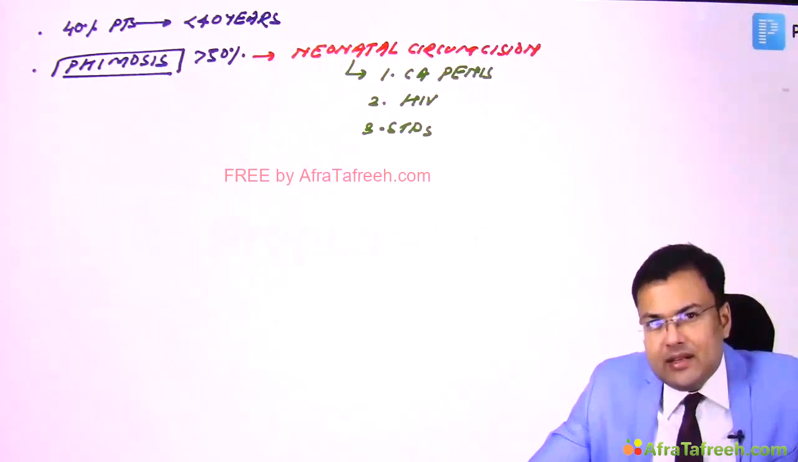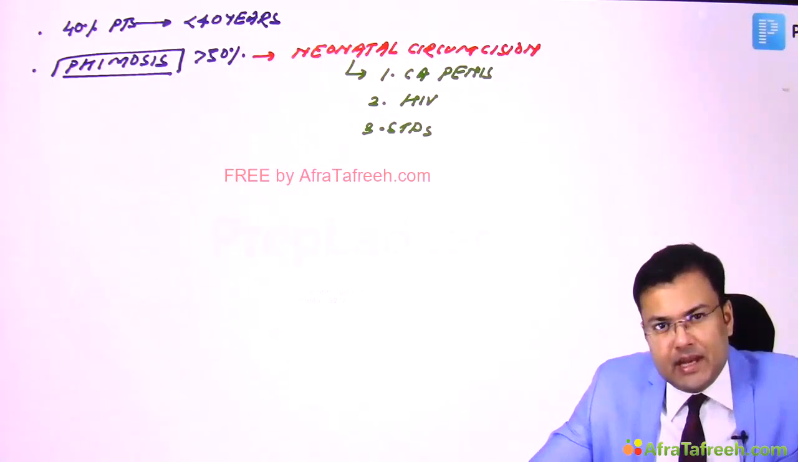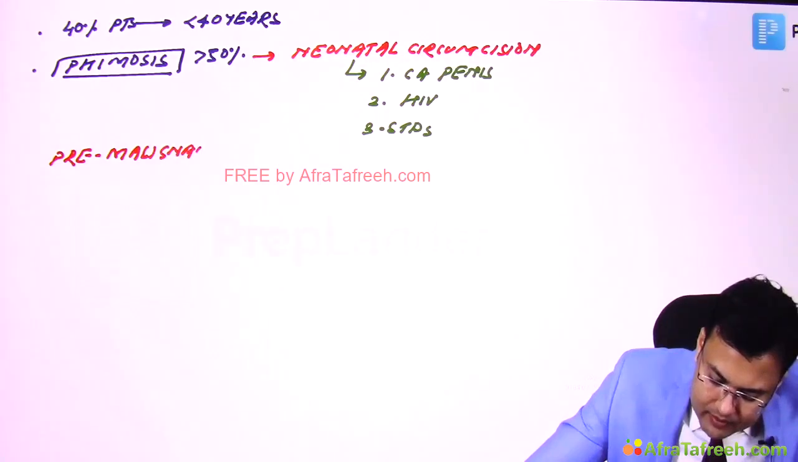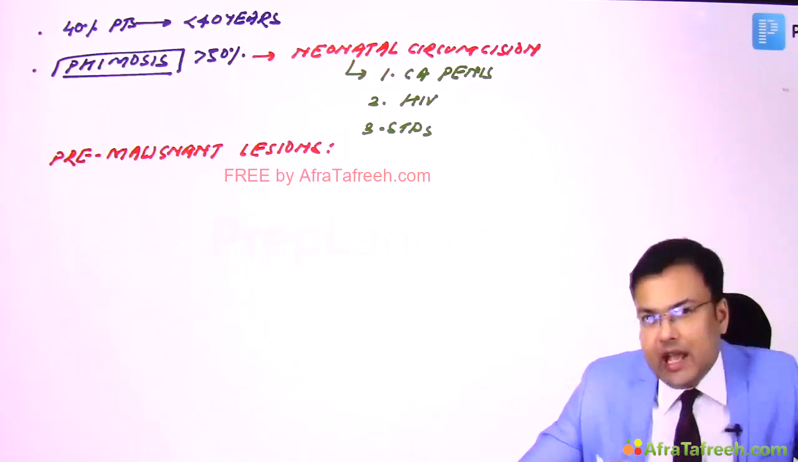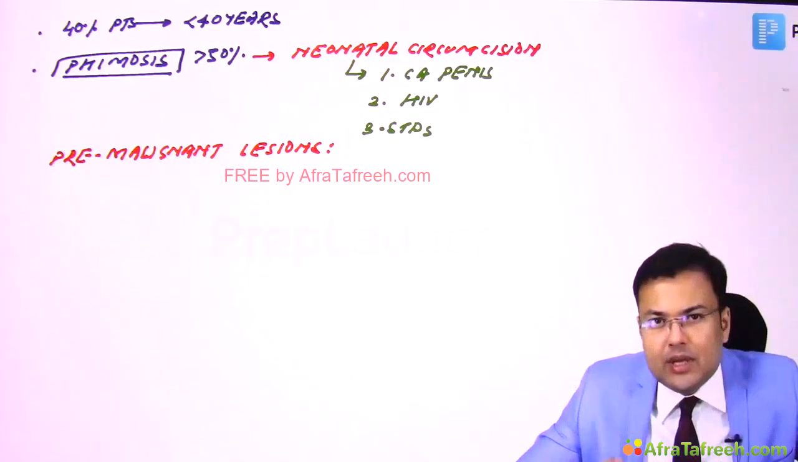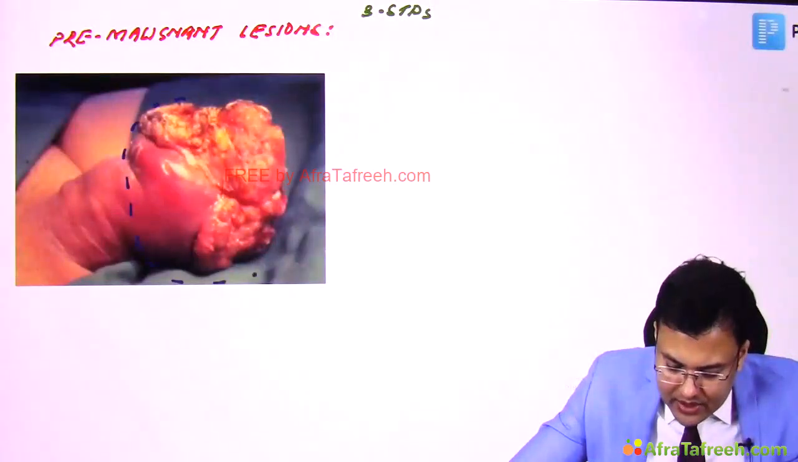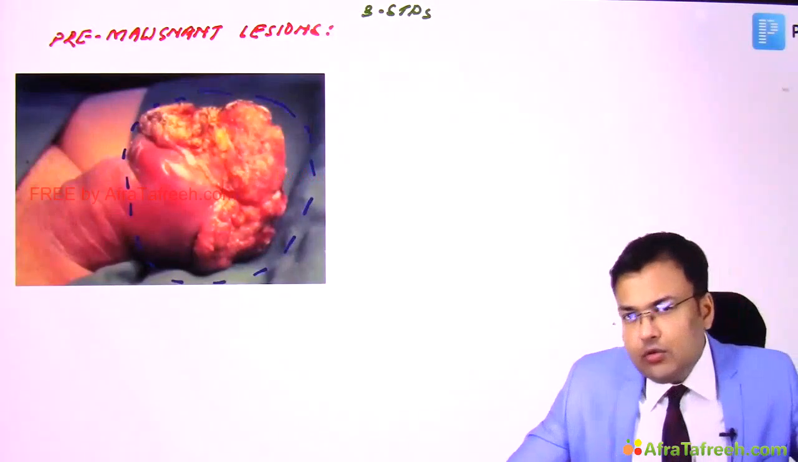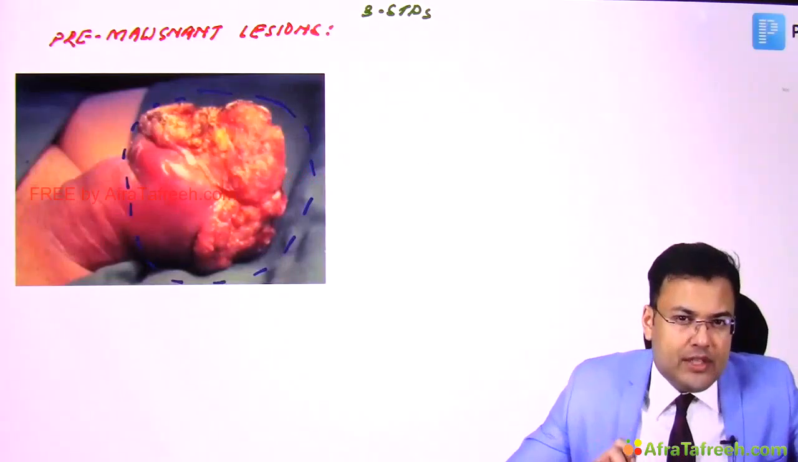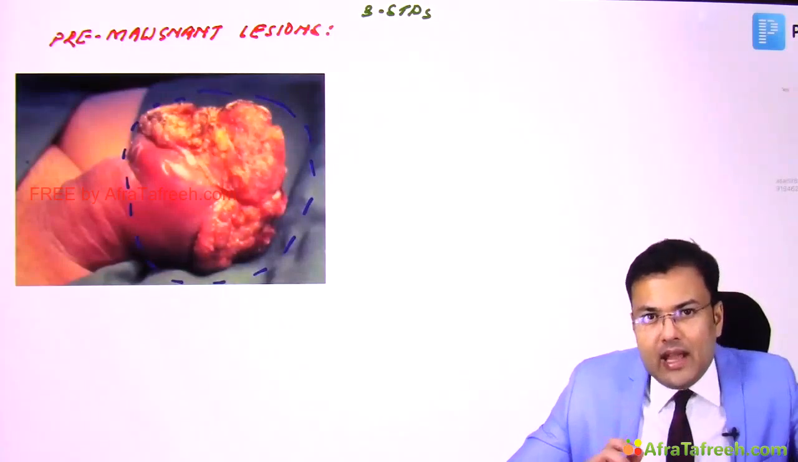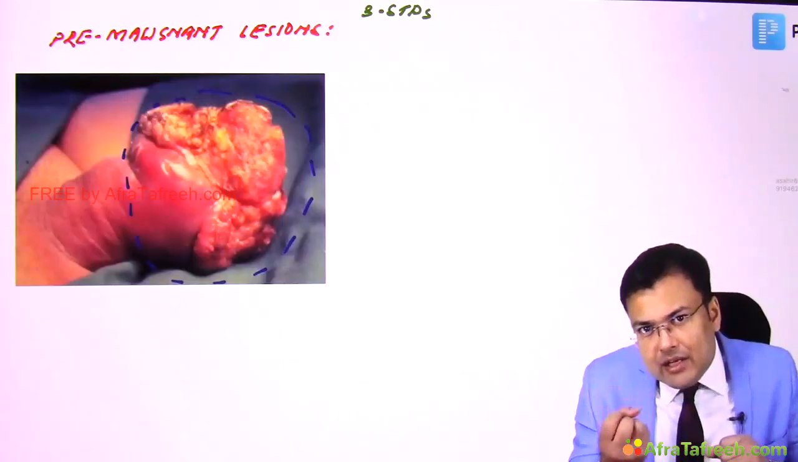What are the pre-malignant lesions in carcinoma penis? So see the list. One lesion which is asked in both surgery as well as in pathology is known as Buschke-Lowenstein tumor. So here you can see the picture. Can you see? This is the Buschke-Lowenstein tumor. It is also known as verrucous carcinoma. What is the special feature of this tumor? That this is locally malignant and it has a high rate of growth.